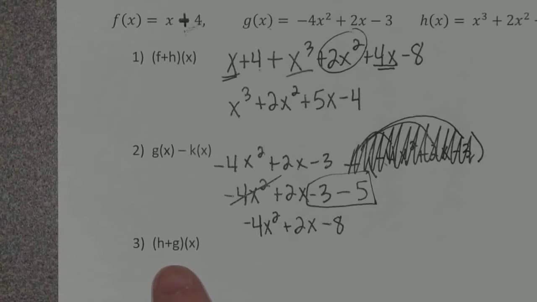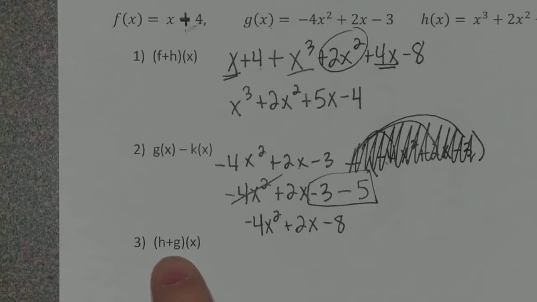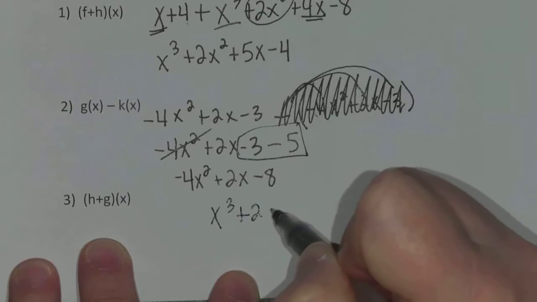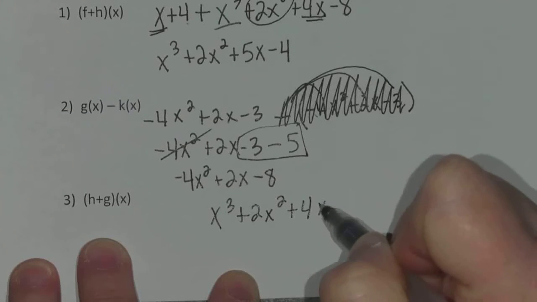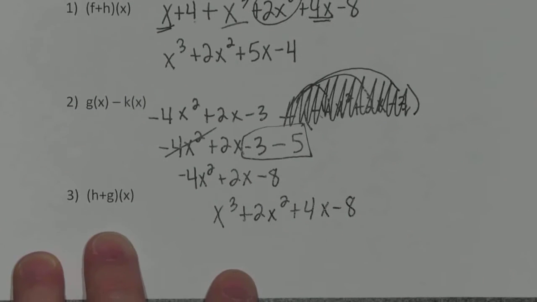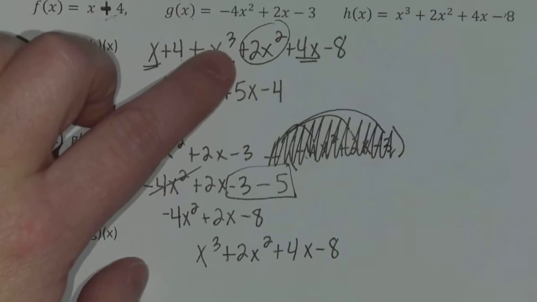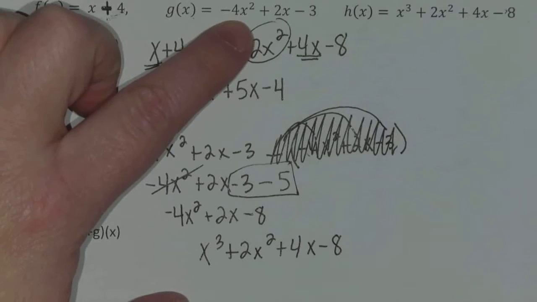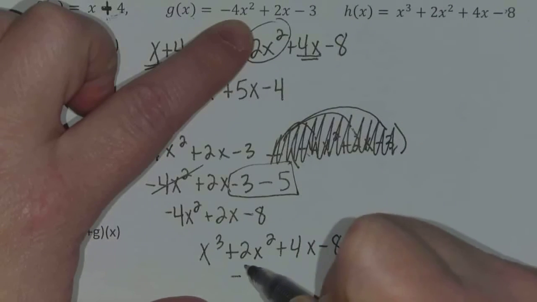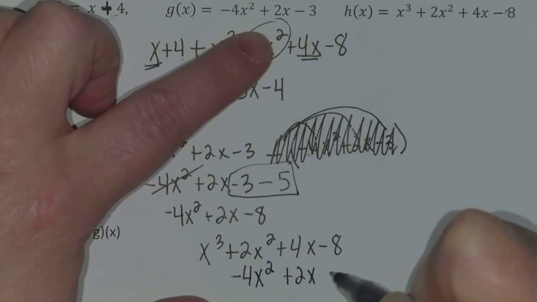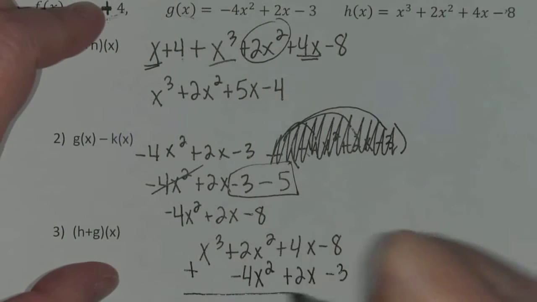All right, this time though I get to use g, right? I get to use my h function and my g function. And what am I doing with them? I'm adding them together. I'm going to start with my h: x cubed plus 2x squared plus 4x minus 8. And I'm going to add that to the g function. So I'm going to show you another method that I've shown you earlier in the year where we can stack like things and combine them together. So when I write this down, I'm going to stack the terms that are like together. And then I'm just going to add straight down.